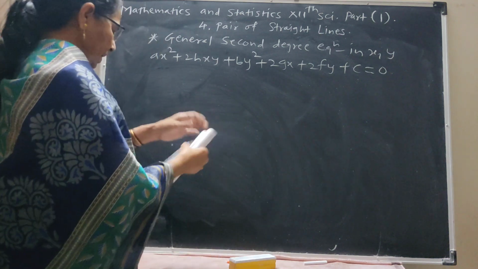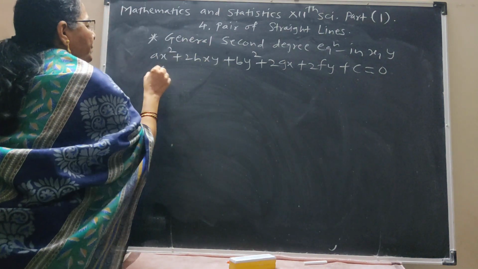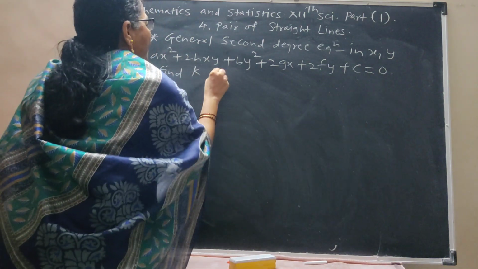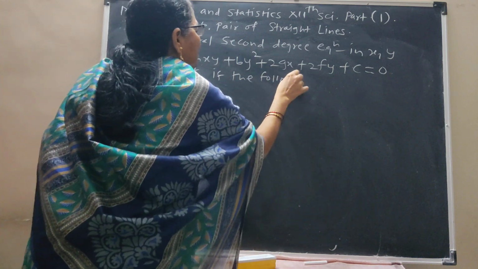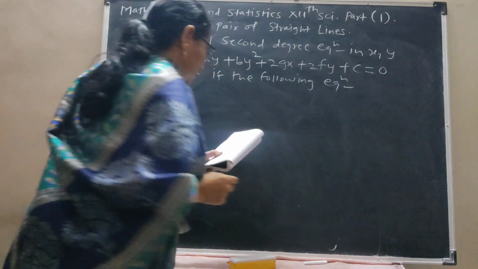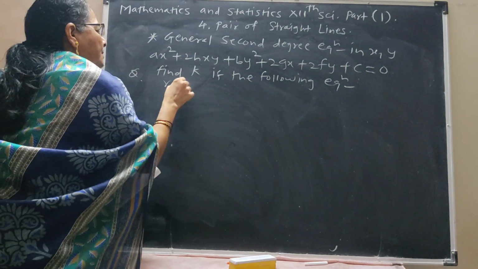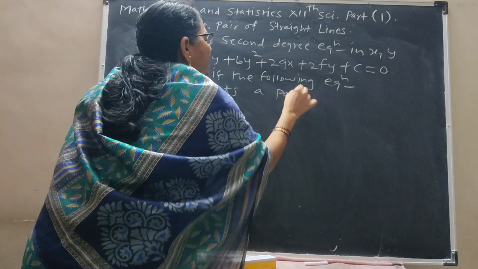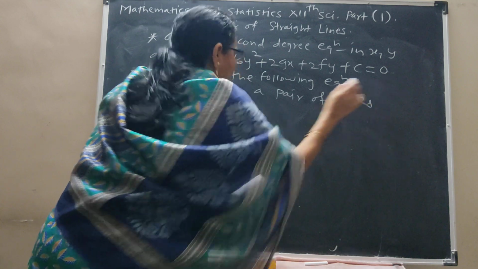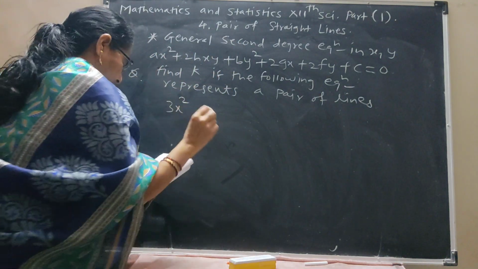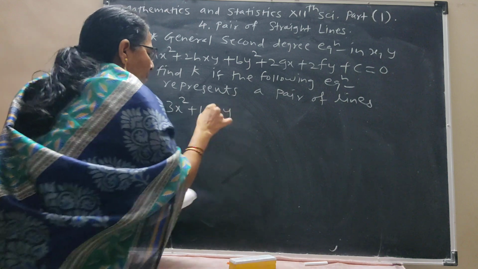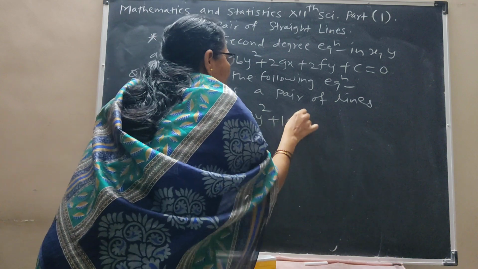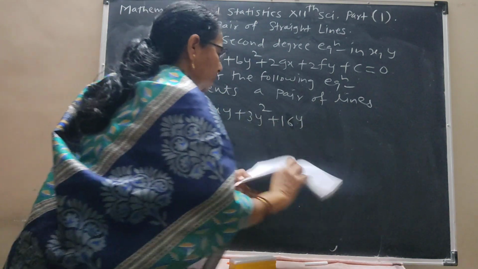Now a question related to this: find k, with the following equation representing a pair of lines: 3x square plus 10xy plus 3y square plus 16y plus k equal to 0.